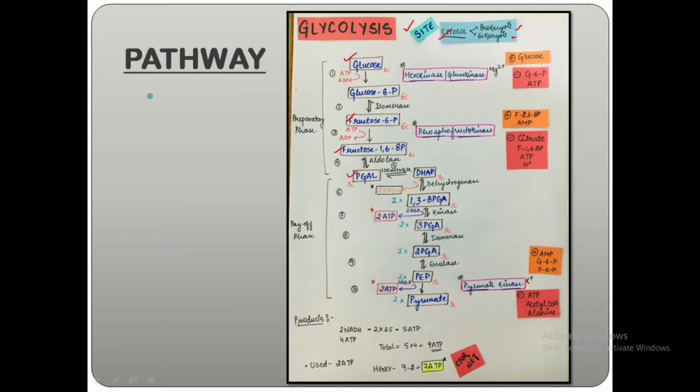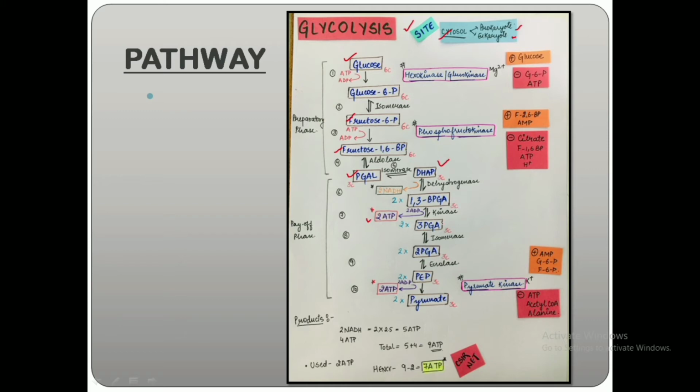This fructose 1,6-bisphosphate gets converted into PGAL or DHAP, that is dihydroxyacetone phosphate. These two are isomers of each other and can be interconverted. DHAP gets converted into 1,3-BPGA, that is 1,3-bisphosphoglycerate, which gets converted into 3-PGA, that is phosphoglycerate. And at this step there occurs the elimination of two ATPs.